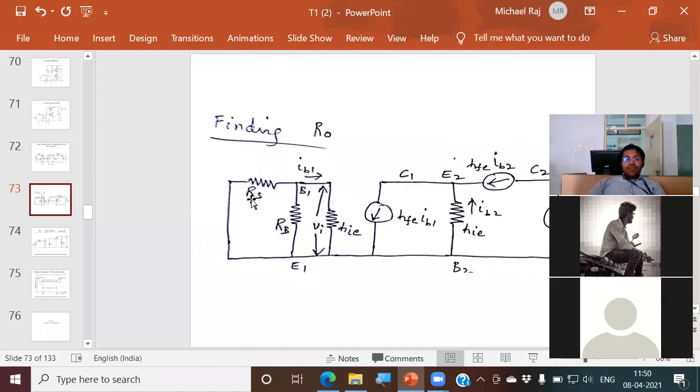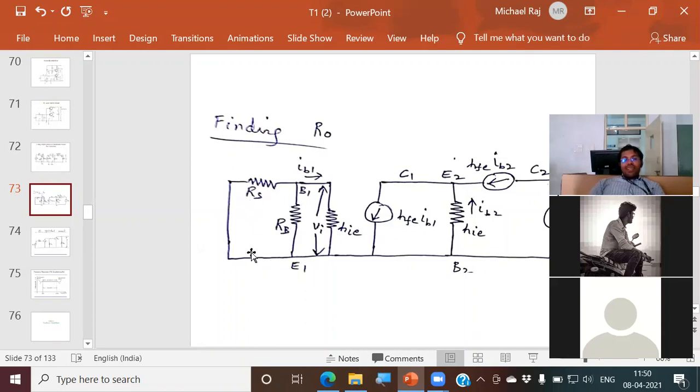RS, RB, they are in what? Series or parallel? Anybody give answer? Parallel. Very good. RS, RB, they both are in parallel. I can replace them by a single equivalent resistor, the parallel combination of RS and RB.